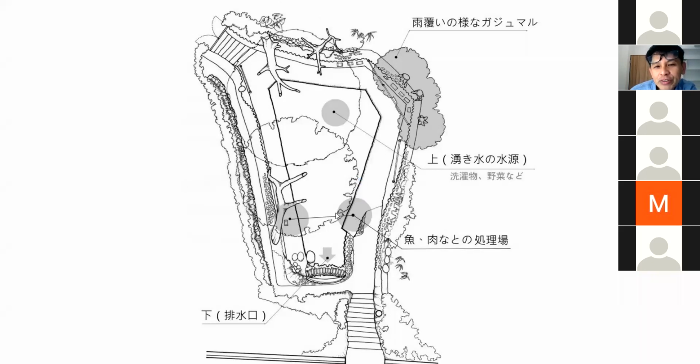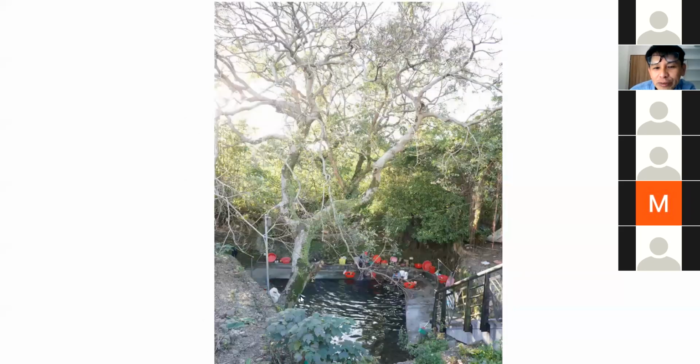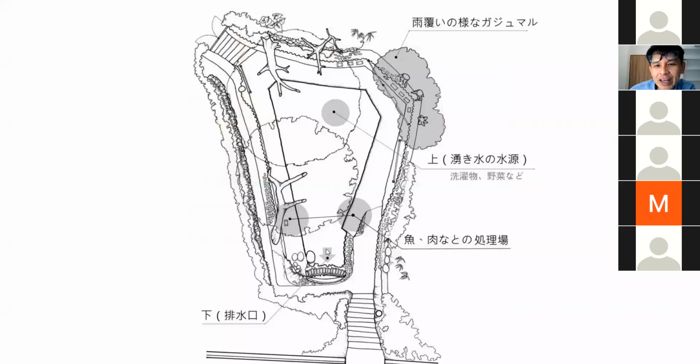And when they deal with meat or fish, the blood or some oil, they wash that in this place. So this means up, this means down. The clean water from up flows out down. Although this washing place seems like just a pond, still the concept of up and down is there.